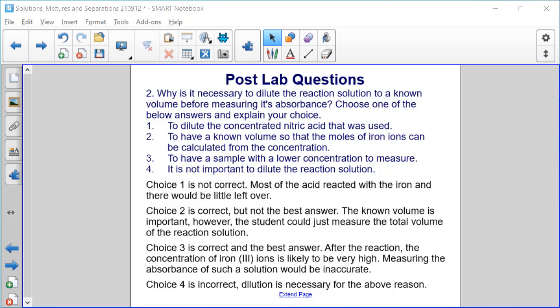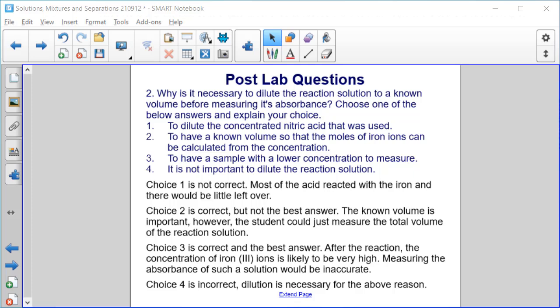Choice 2 is correct, but not the best answer. It is true that we want to have a known volume so that the moles of iron ions can be calculated. The known volume is important. However, the student could just measure the total volume of the reaction solution. Choice 3 is correct, to have a sample with a lower concentration to measure, and it's the best answer.